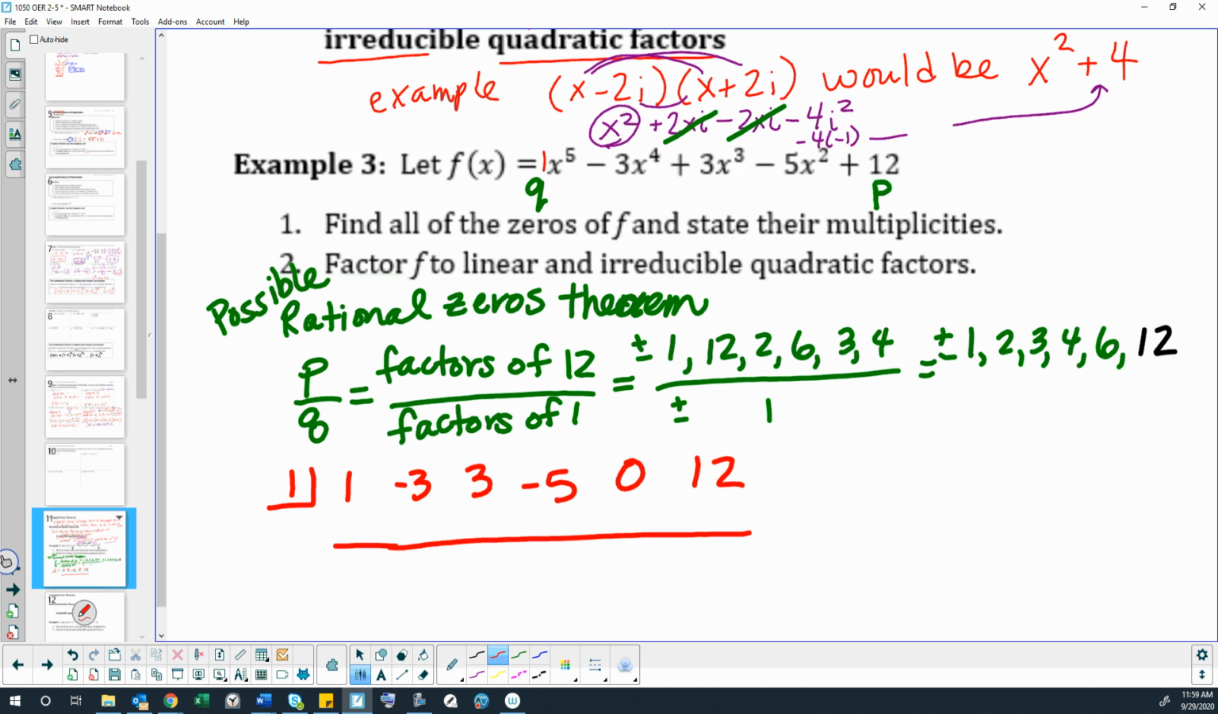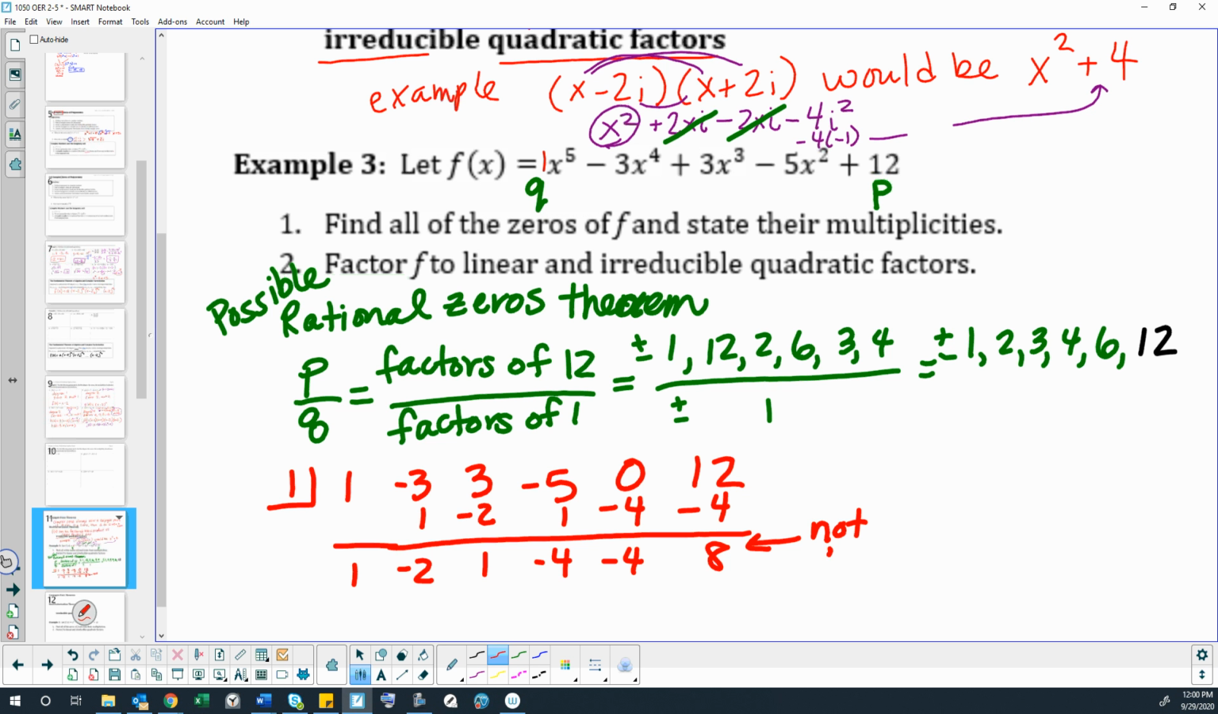Okay. Bring down the 1. 1 times 1 is 1. Negative 3 plus 1 is negative 2. Negative 2 times 1 is negative 2. 3 plus negative 2 is 1. 1 times 1 is 1. Negative 5 plus 1 is negative 4. Negative 4 times 1 is negative 4. 0 plus negative 4 is negative 4. Negative 4 times 1 is negative 4. And 8.